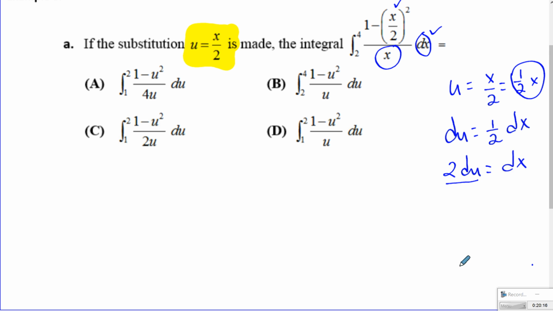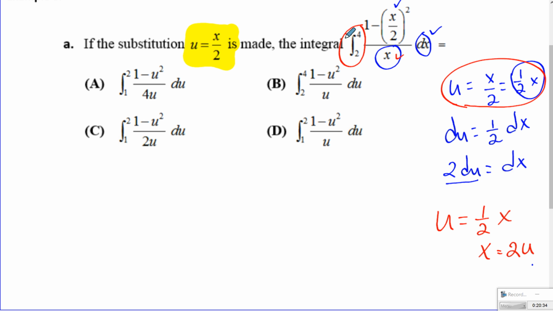That is that extra substitution technique. So I'm going to take my original u substitution and solve for x. So x is equal to, double both sides, and we get 2u. Now I've got this figured out. The last thing I need to do, remember these are x values, x equals 2, x equals 4, is I need to update my bounds.